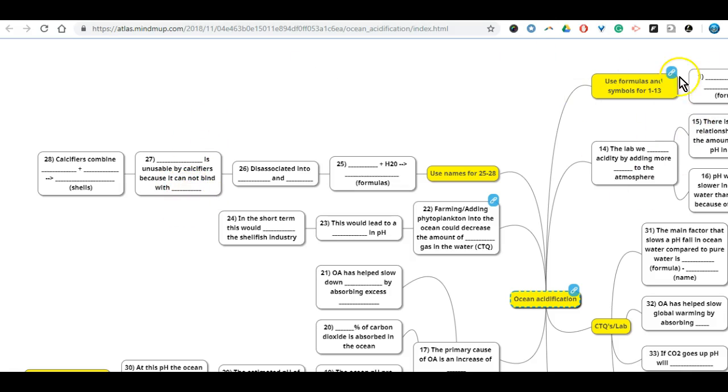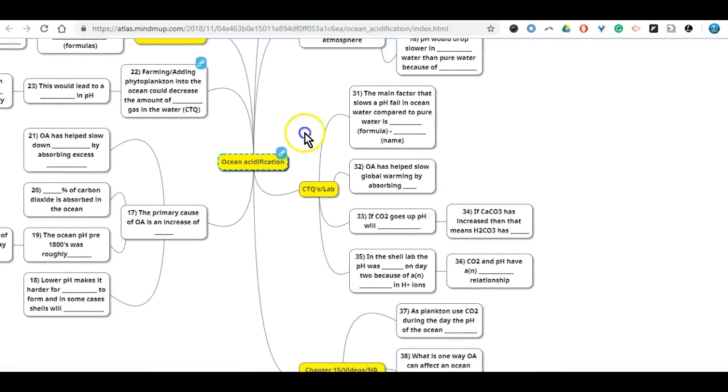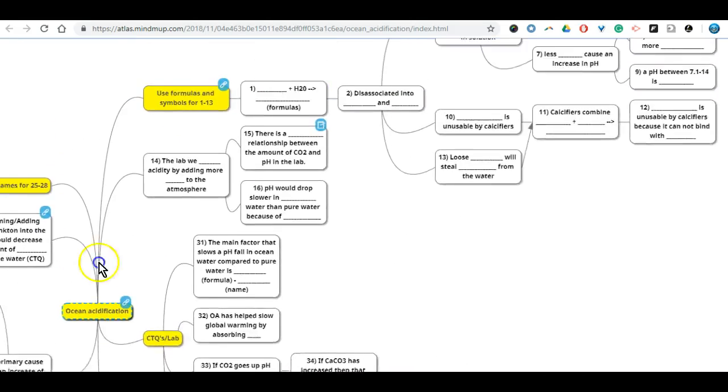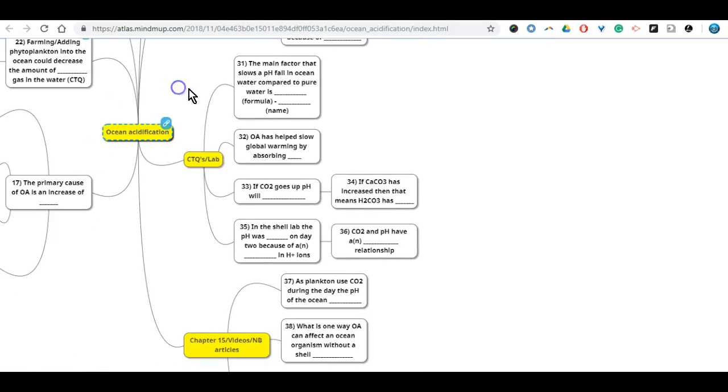So again, on this side, I want you to use the formulas. On this side, I wanted you to use the names. Calcifiers combine, again, the word calcium and carbonate in order to form calcium carbonate. Again, for 25 to 28, make sure you're putting the name, not the formula. And if you're having trouble with the names or the formula, just look at that gigantic grid that we put inside your notebook. It has everything for you.